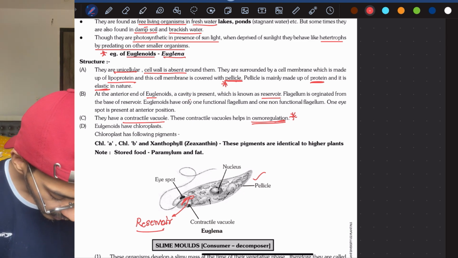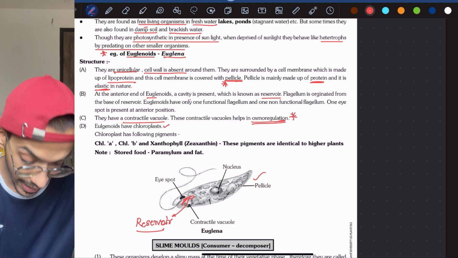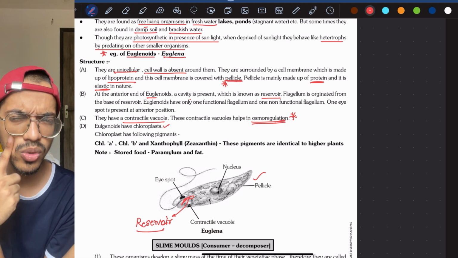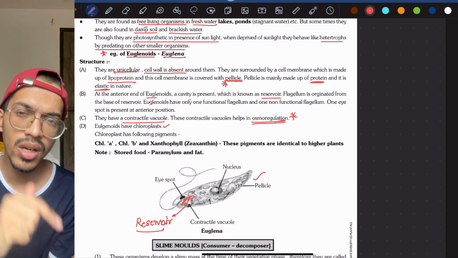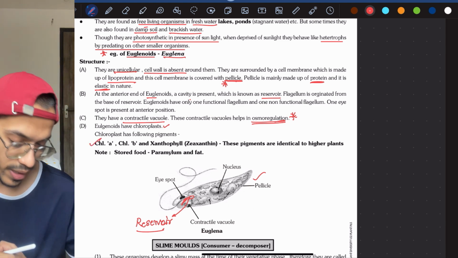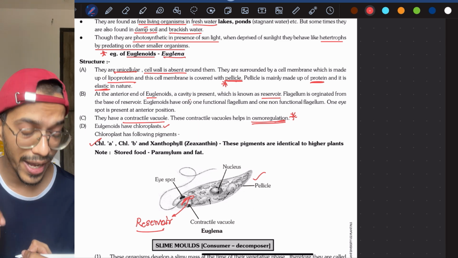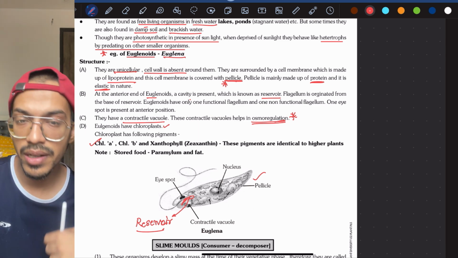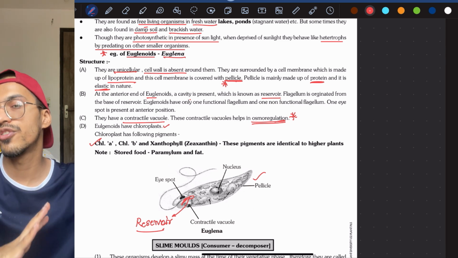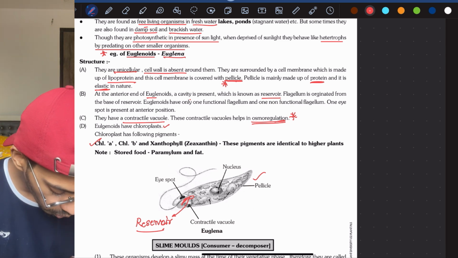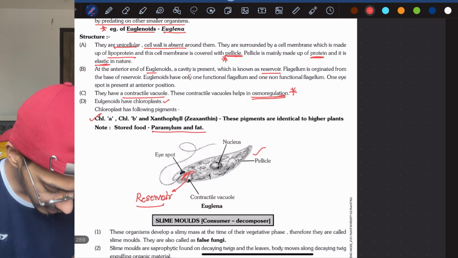Then they have a chloroplast present. That's why they are photosynthetic like the plant kingdom, because they have chloroplast. So we assume that okay, chloroplast is there, means they belong to the plant kingdom, but that's not the truth. The pigments are chlorophyll A and chlorophyll B, similar to higher plants. Then xanthophylls like zeaxanthin are present. These pigments are identical to the plants, which also makes them look like them. We have already said about those things. Then their stored food is paramylon or fats.